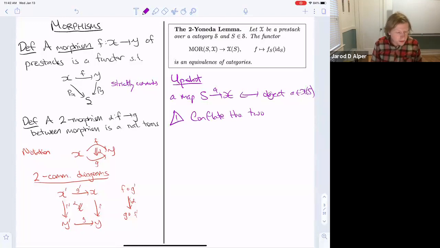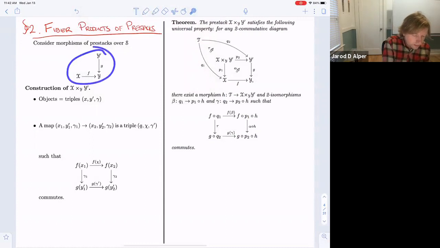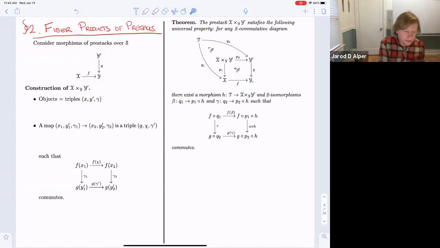And the last piece of the material on pre-stacks that we didn't introduce last time is fiber products. So let me give a quick discussion of fiber products of pre-stacks. The goal here is, if we have two morphisms F and G of pre-stacks, we'd like another pre-stack sitting up here with maps to it, satisfying a universal property. First I'm going to give you a construction of this, and then I'll show what property it satisfies.